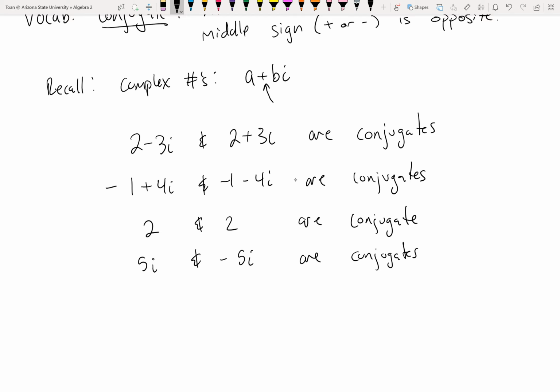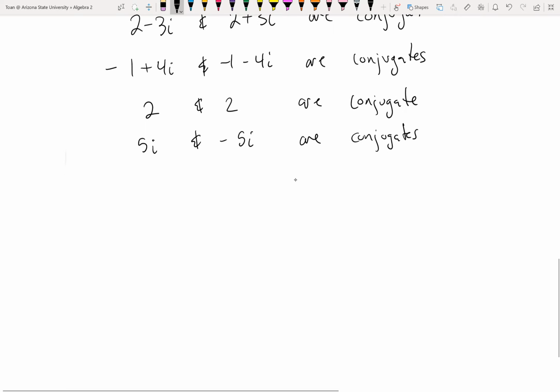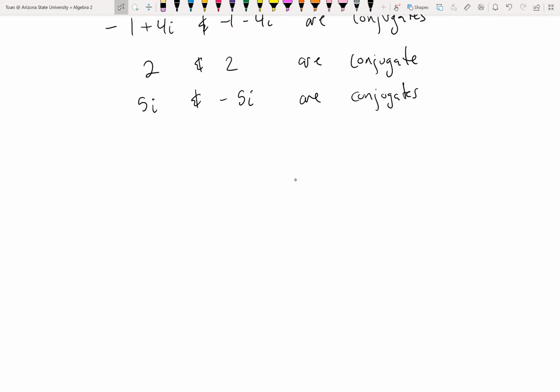So why am I spending time on this vocabulary word, conjugate? The conjugate of a complex number is the identical number except the imaginary part is flipped. Well, we're going to be using conjugates for division in a special case. When it comes to dividing, you're going to have two possible types. Let's talk about type 1: a monomial in the denominator.